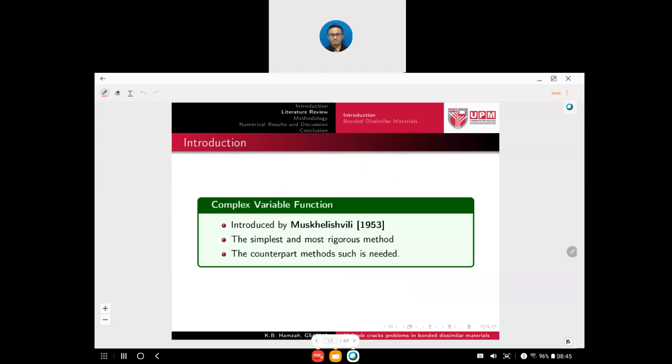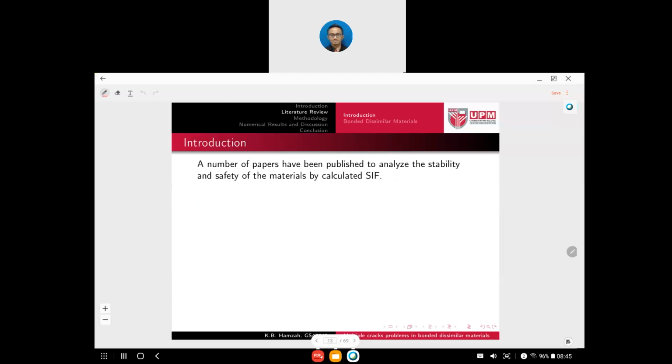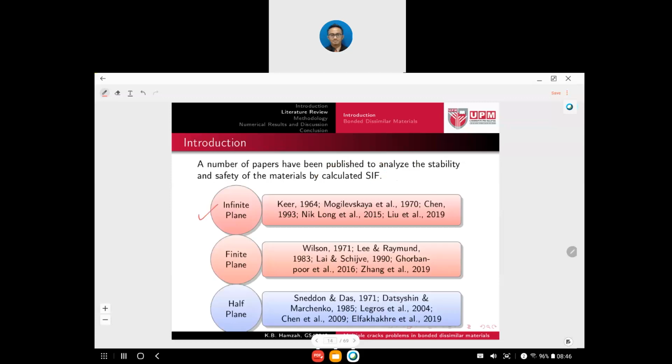using a complex variable function introduced by Muskhelishvili 1953 because this function is the simplest and most rigorous method. In order to solve this function, we need a counterpart method such as hypersingular, singular, or Fredholm integral equation. A number of papers have been published to analyze the stability and safety of materials by calculating stress intensity factor, such as for the case of infinite plane, finite plane, and half plane.